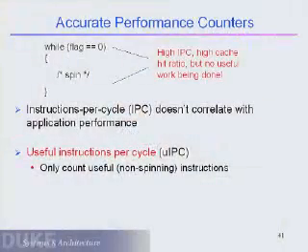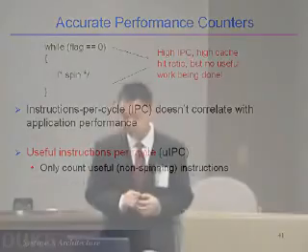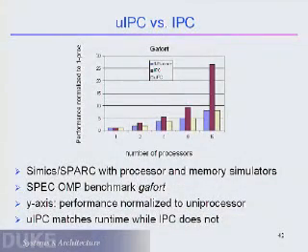So next, I'm going to talk about some potential uses of our spin detection mechanism. As I mentioned earlier, we can design more accurate performance counters. If we have a spin loop instruction counter, IPC will be inaccurate because it's just going to give us a very high number. It really doesn't correlate with application level performance. So we propose useful instructions per cycle. By using our spin detector, we can filter out spinning instructions.